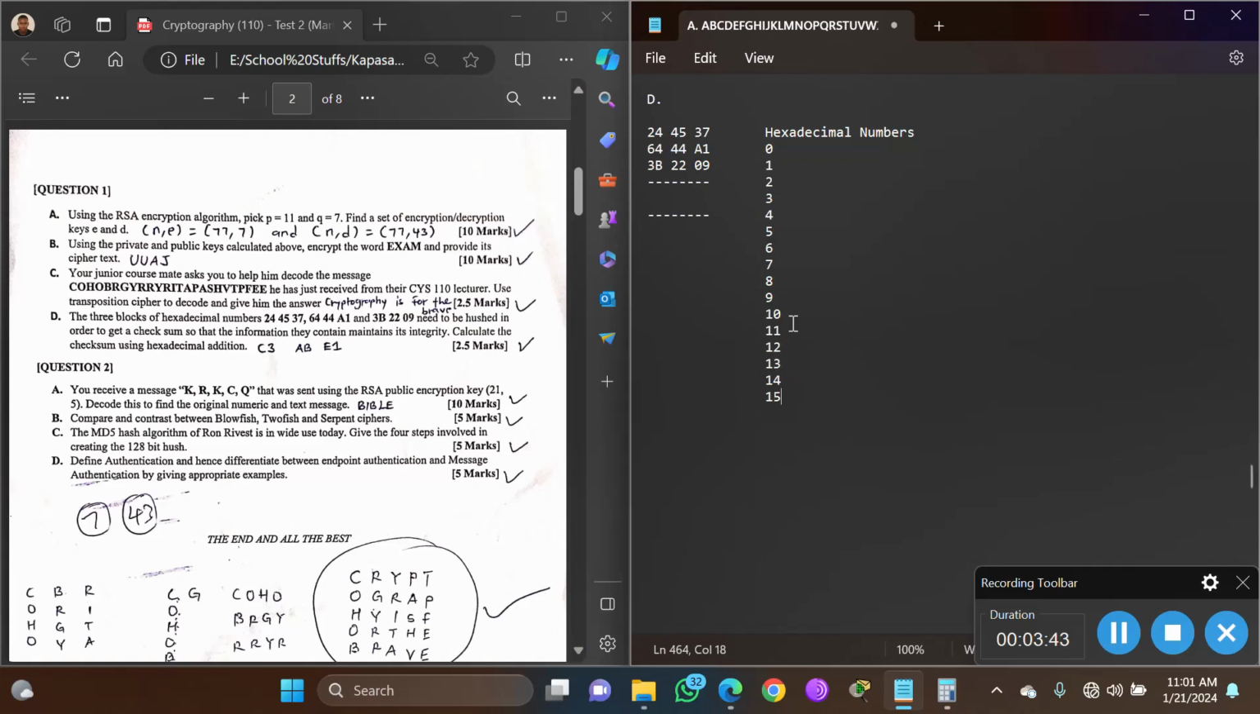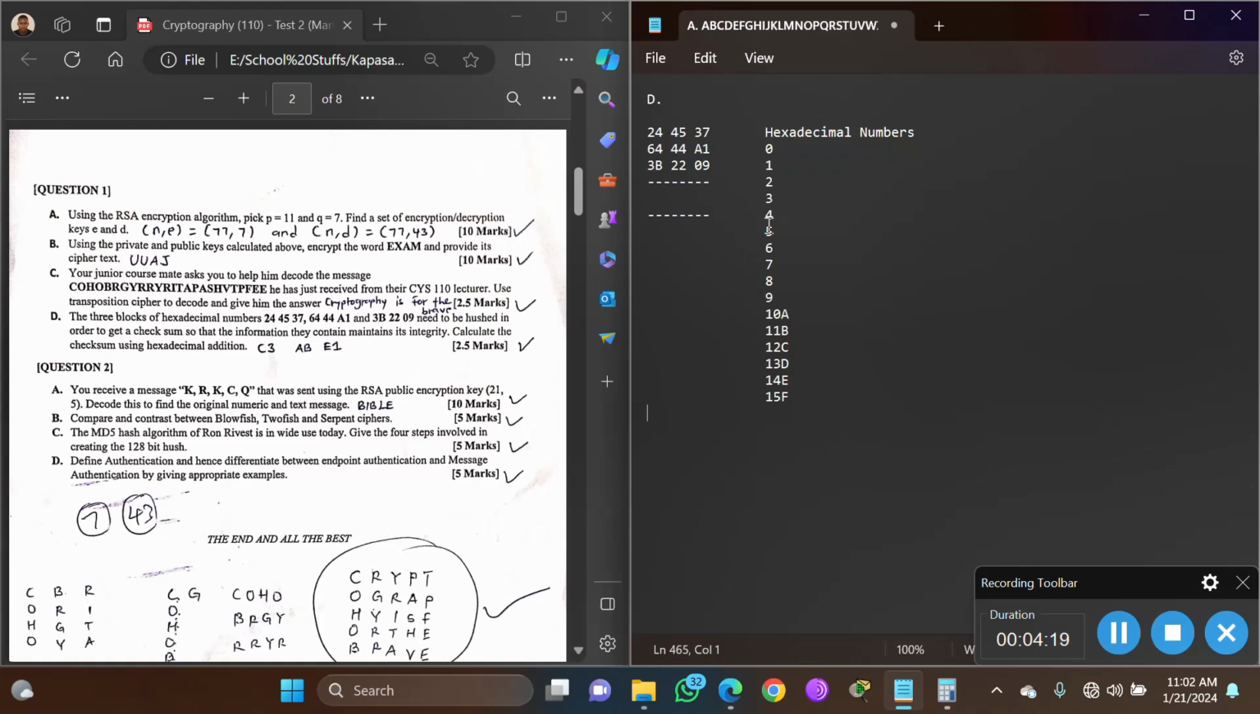Now starting from 10 up to 15, we represent those numbers with letters from the alphabet. So we'll start at A, B, C, D, E, and F. So that's why on these blocks you are seeing certain letters on them. So that's the meaning of hexadecimal numbers, and soon you will understand how to calculate them.